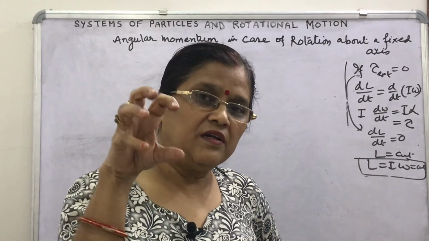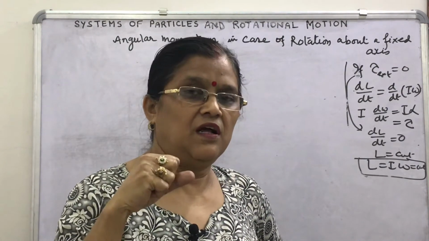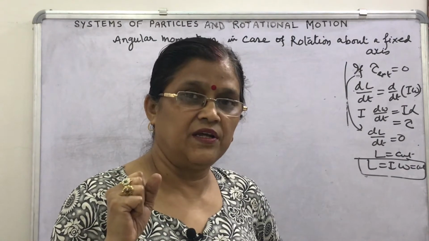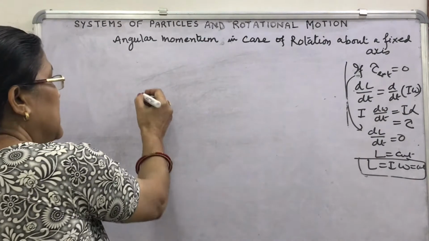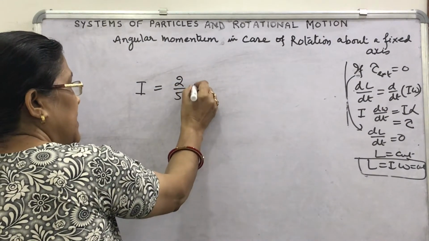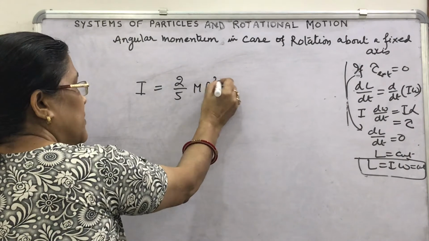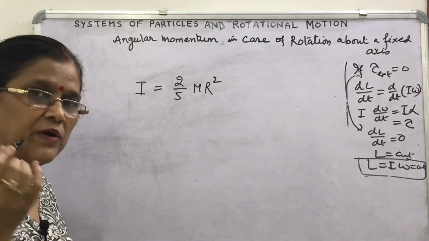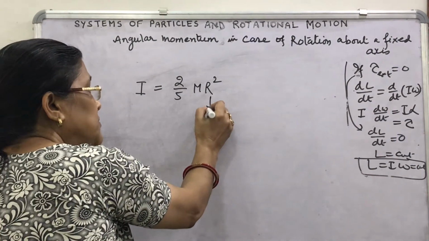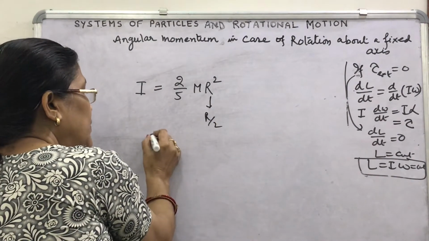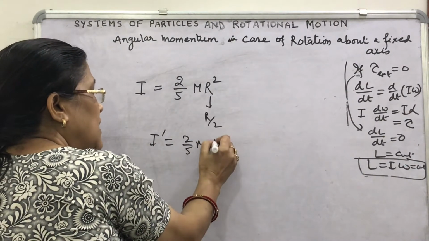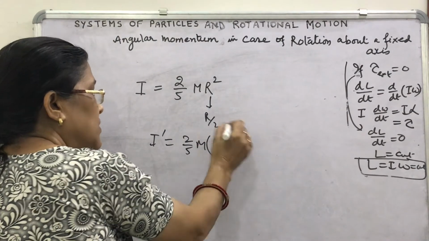If the radius of earth shrinks to half of it, what will be the effect on the duration of the day? Earth has its moment of inertia for a solid body like earth. The moment of inertia about the axis of earth is 2/5 mr². What happens if r becomes half? Then what will I dash become? This will become 2/5 m, this (r/2)².